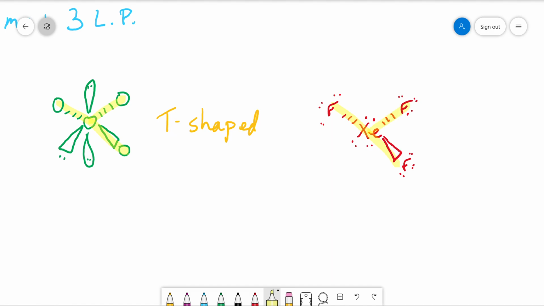Okay, and again, we got that T shape. Oh, it's an ion, it's an anion. So we cannot forget the brackets and the charge. It has a -1 charge. So that's it for those molecular shapes. You have to know those shapes, all right?